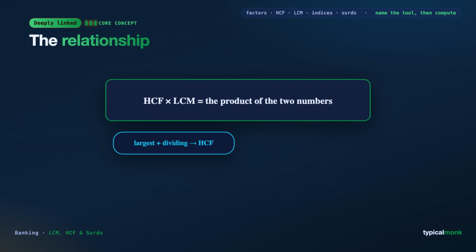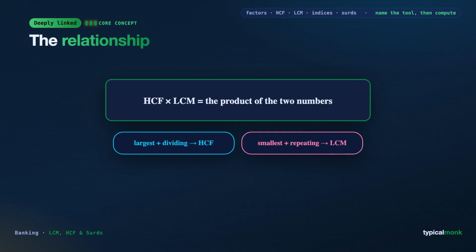This rule is genuinely useful, not just elegant. If an exam gives you two numbers and the HCF and asks for the LCM, or gives the LCM and asks for a missing number, you do not need to factorize anything. You just rearrange the formula. LCM equals the product of the numbers divided by the HCF. One quick division, and you have your answer while others are still listing factors.